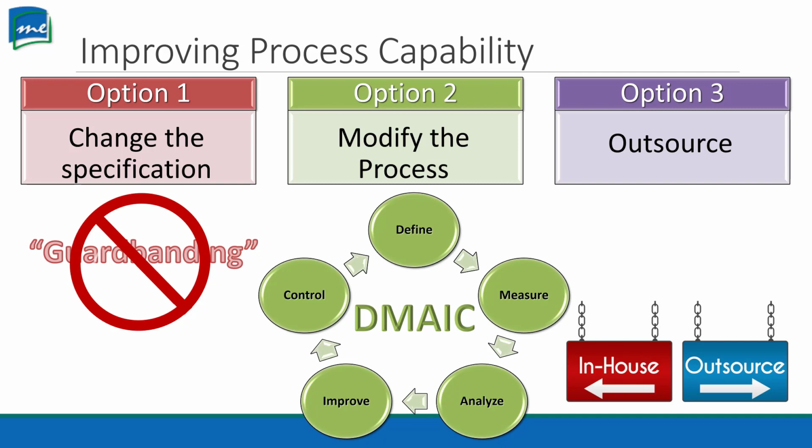And then option 3, we can basically outsource it. Now this is an option because we might not have the capability or the expertise to do the job the way it needs to be done, so we're going to outsource this. All these have different costs and depend on what your company's expertise is. Sometimes it's just easier, cheaper, and better to outsource. And sometimes it's easier to change the specification or even modify the process. So it's a case-by-case basis.